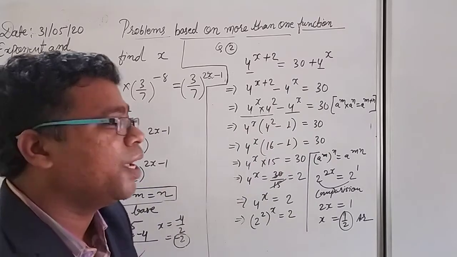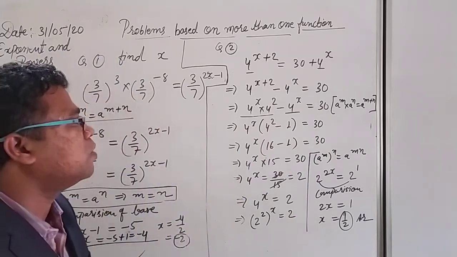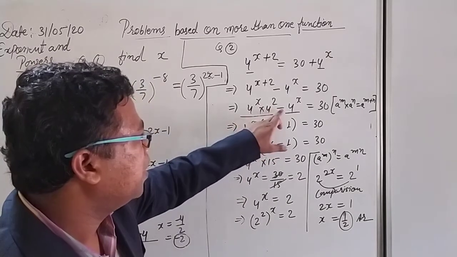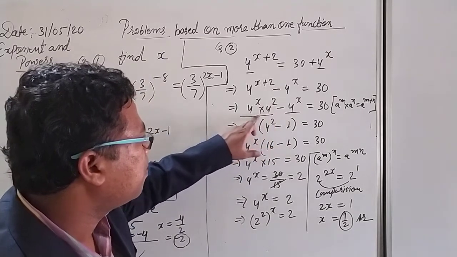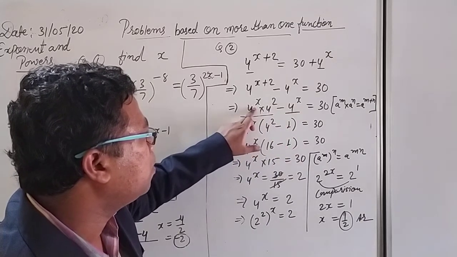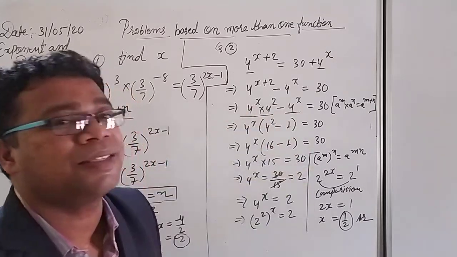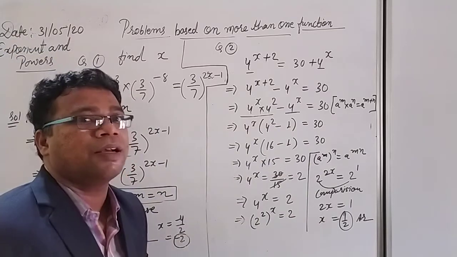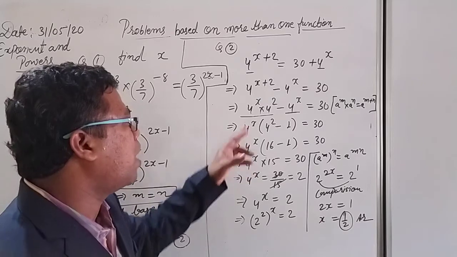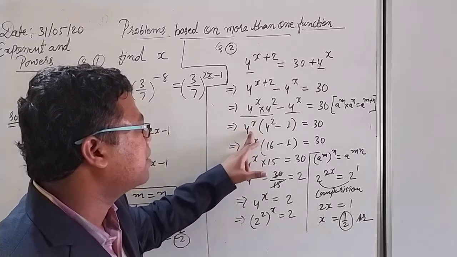Okay. In the next step, what is the case? Right now see 4 to the power x. This is my first term. Here minus sign is coming. So this is my first term and this is my second term. In both the terms you can see 4 to the power x and 4 to the power x. It is the common term. It is the common thing. So what will I do? I will separate the common term. So I am taking the common 4 to the power x here.